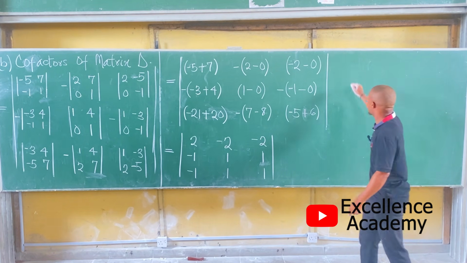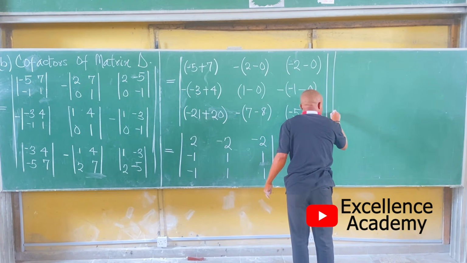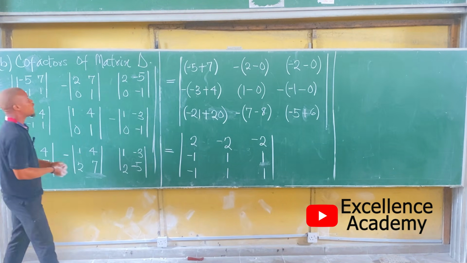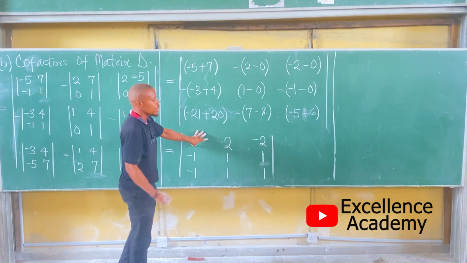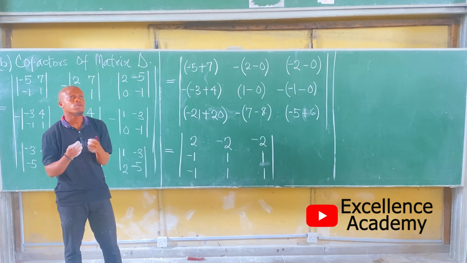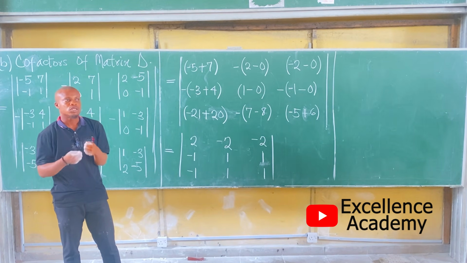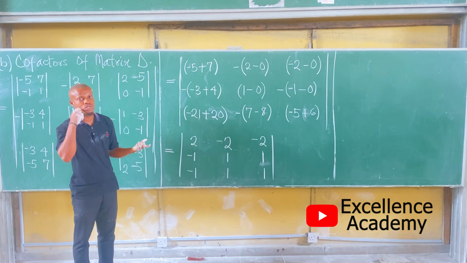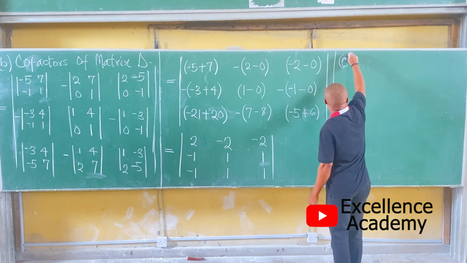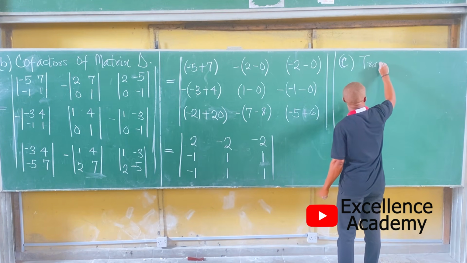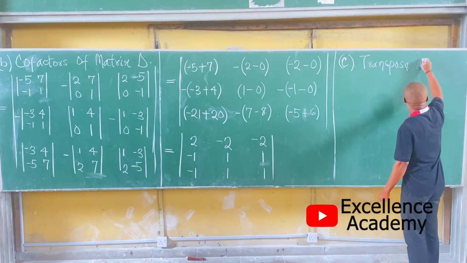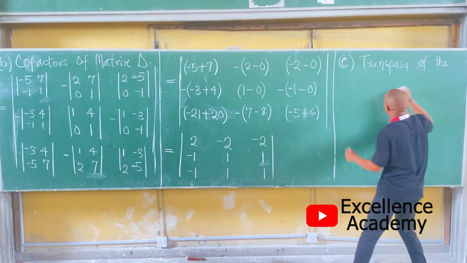Alright, this gives us what? The cofactor of the matrix D. So this is it. This is what? The cofactor of the matrix D. Right? So, alright, if you're given another question, let's say find the transpose of the cofactor of D. How do you do it? Transpose. Okay, let me add that. Transpose of the cofactor of D.